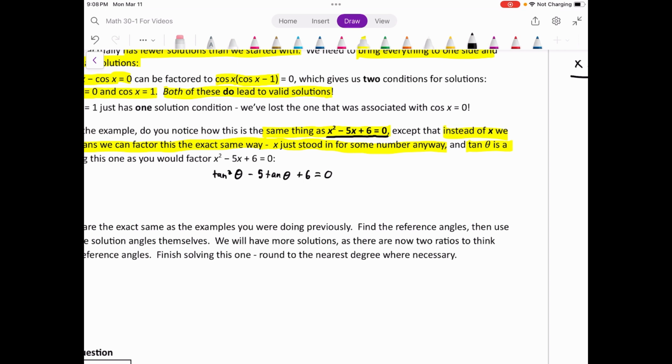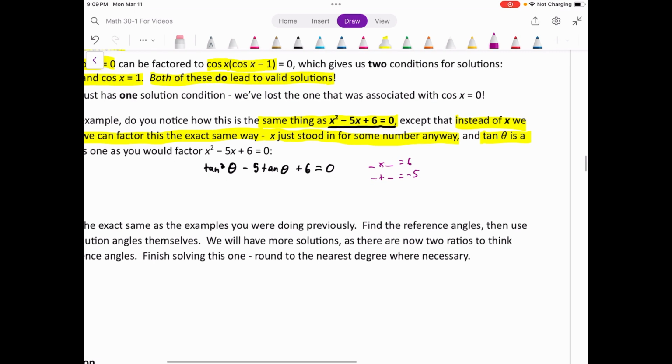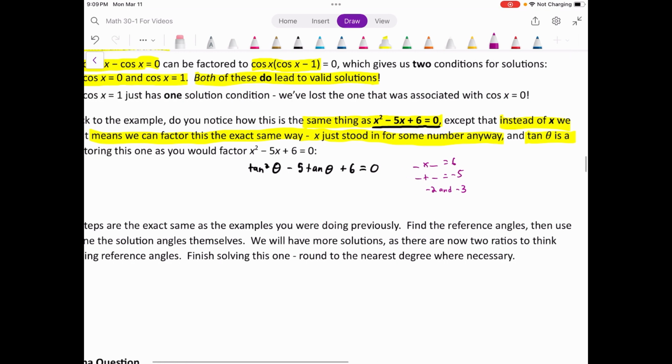But what would you think about if solving this one? You'd ask yourself what multiplies to 6 and adds to this x coefficient here, right? Well, it's the same thing. What multiplies to 6 and adds to this tan theta coefficient here? So we need two numbers that multiply to 6 and add to negative 5. We can think about that for a sec. Multiply to 6, add to negative 5. Hey, how about negative 2 and negative 3? That'd work, right? Negative 2 and negative 3.